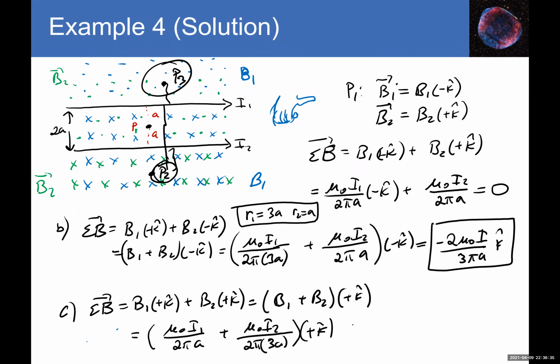That means this is pretty much symmetrical to part B, which was the point A below wire 2. This is a point A distance above wire 1. So this is just 2 mu naught I over 3 pi A, with K hat instead of negative K hat. So exactly symmetric on the other side. All right, so this is how we can calculate the magnetic field due to two straight long current carrying wires.